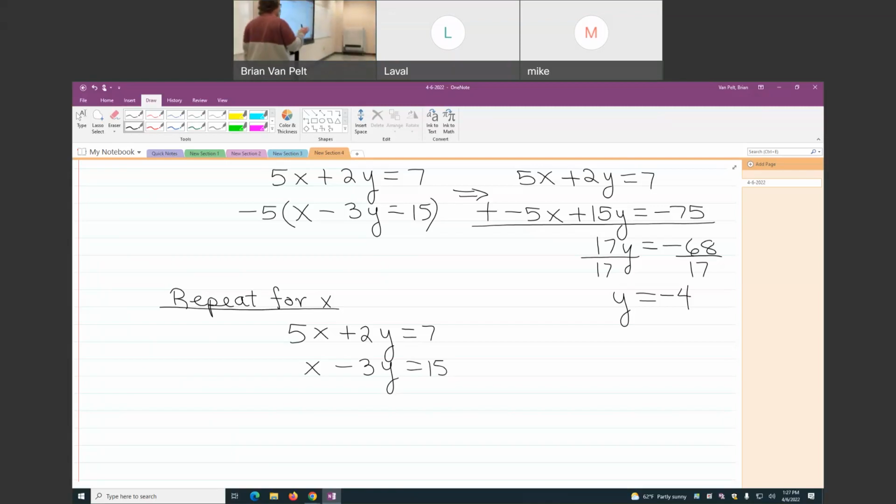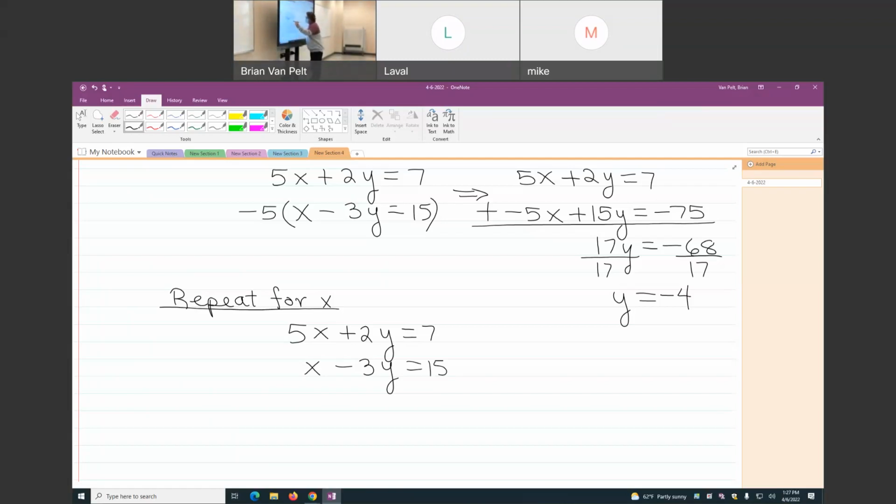Now, what I want to do is make the y's go away. Last time, I saw that I had a 5x and an x, and I go, well, if I had a negative 5x, I could wipe them out. But look here. This y is a 2, and this y is a negative 3. If I add these together, the y's are not going to eliminate. But I can do something very tricky.